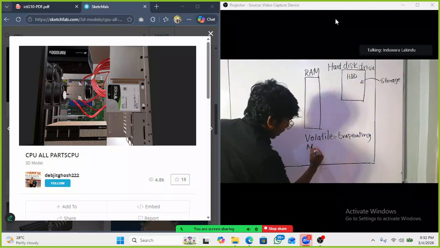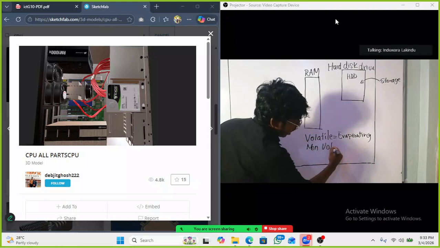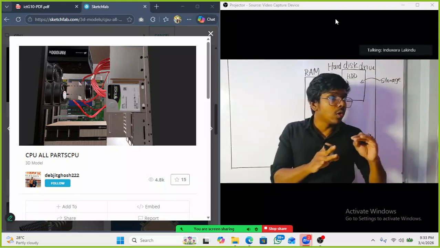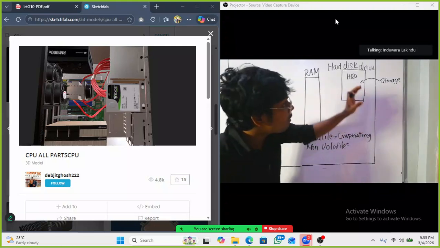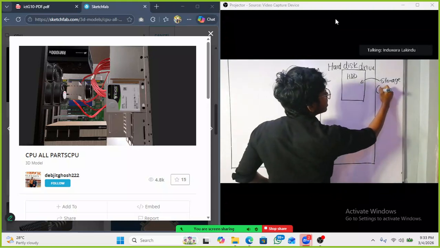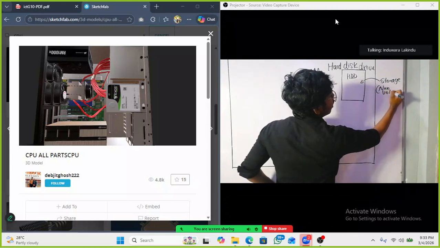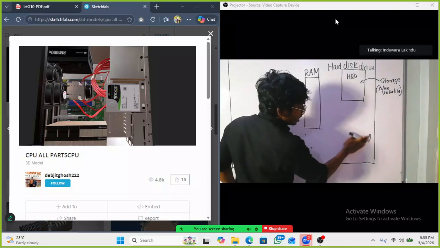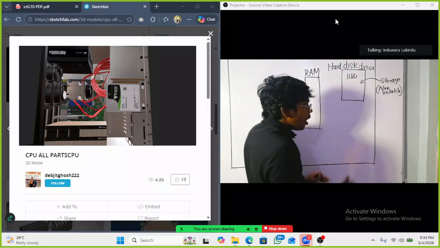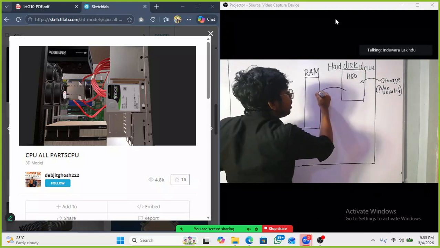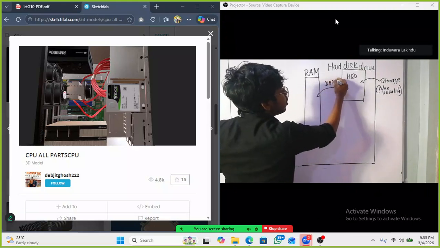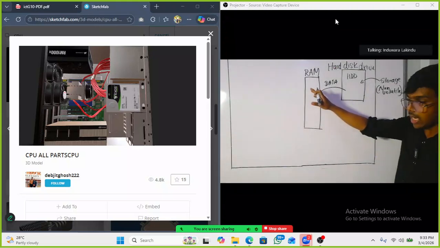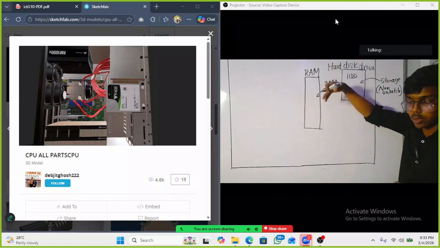What is meant by non-volatile? Non-volatile means even if the power is not there, data is secured, it's not going off, it doesn't fade away. So our hard disk is non-volatile, you can write this down. But our RAM is volatile. When you power on, data from the hard disk will load to RAM. When you remove the power, when you switch off the computer, that data will vanish.